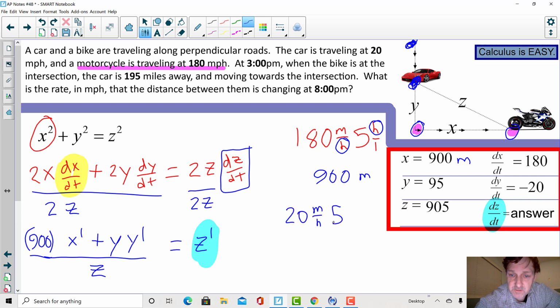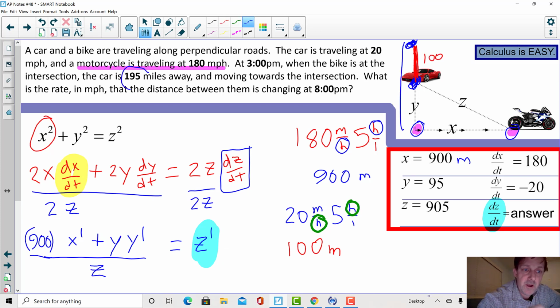But it was also 5 hours. Again, we can cancel the hours, and we're left with 100 miles. But be careful, 100 miles is the distance from here to here. That's 100 miles. The total distance to the intersection was supposed to be 195 miles. So that means y is going to be 95 miles.